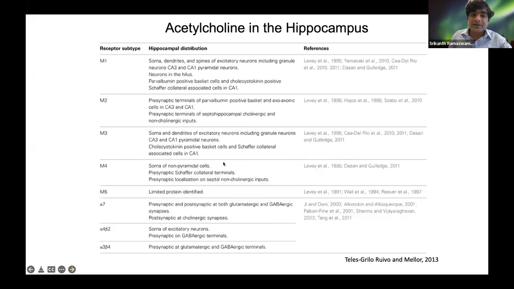And this is another little table to try and drive home the fact that this lock and key combination is very important. And depending on the kind of receptor type that's activated and where they're distributed, a neuromodulator like acetylcholine can have really a potpourri of effects in the hippocampus.